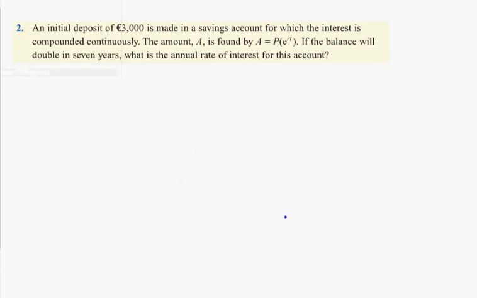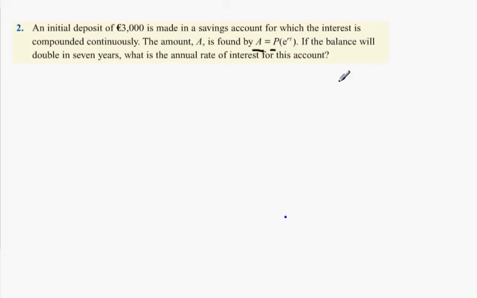An initial deposit of €3,000 is made in a savings account for which the interest is compounded continuously. So that means that every year you get 5% added on, and added on, and added on. The amount A is found by the following formula, where the amount you have at the end equals your investment multiplied by e.